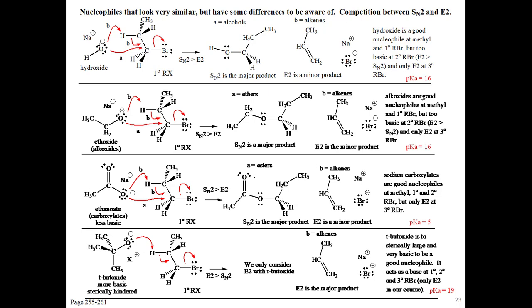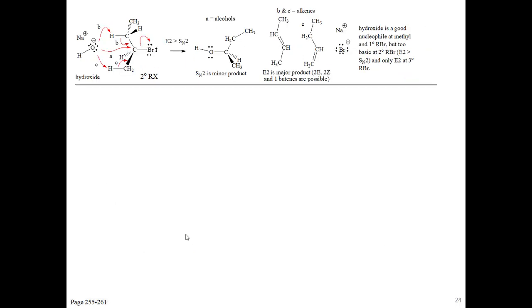Okay. And then you look at the pKa's, a little bit higher tends to favor E2, except this is primary, so SN2 wins. This is pretty low, pretty stable. This is good for SN2 reactions. And this is too high and too sterically bulky, so we get mainly E2.